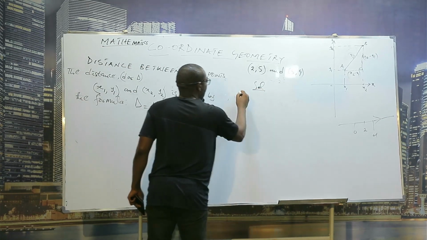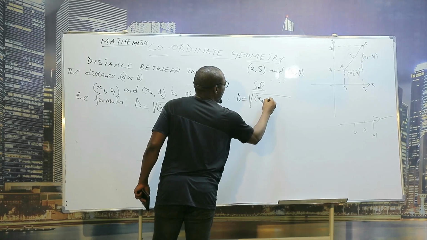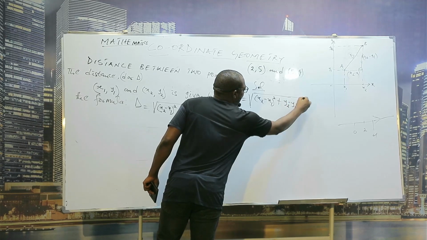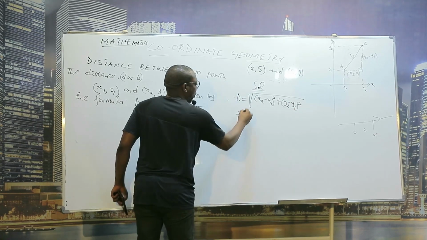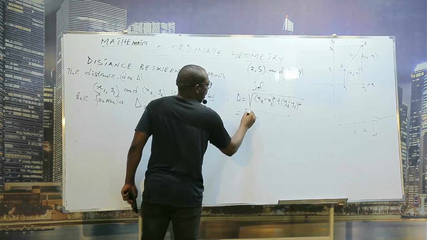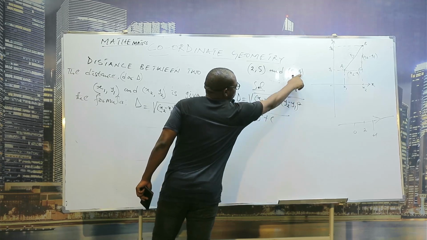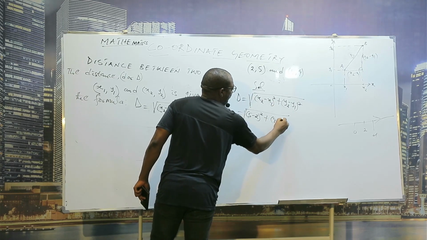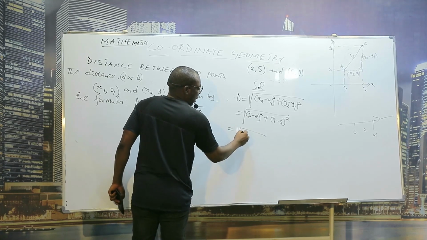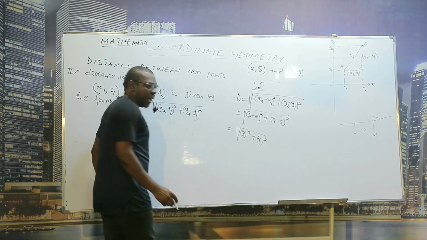We have distance as the square root of (x2 minus x1) squared plus (y2 minus y1) squared. Watch out. x2 here is 5 minus 2 squared. y2 is 9 minus 5. So which is 3 squared plus 4 squared. Now listen to me.